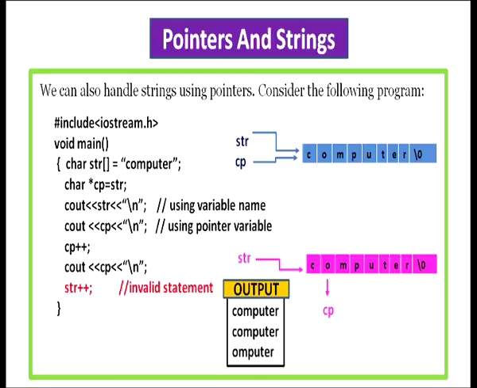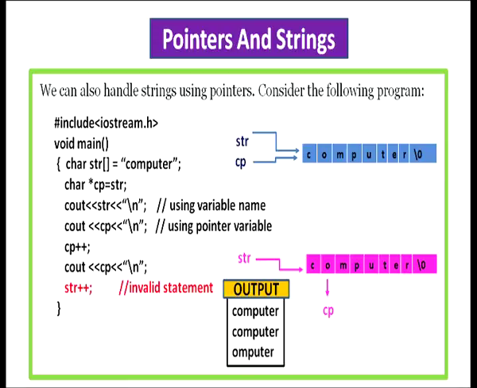The next statement is char *cp = str. Here we are declaring a pointer cp of type character and we are storing the address which is stored in str into cp. Now, str contains the address of C of the string computer. So, cp will also contain the address of C, that is, it will also start pointing to the string computer. Now, when we say cout << str, it will display the entire string computer as you can see in the output window.